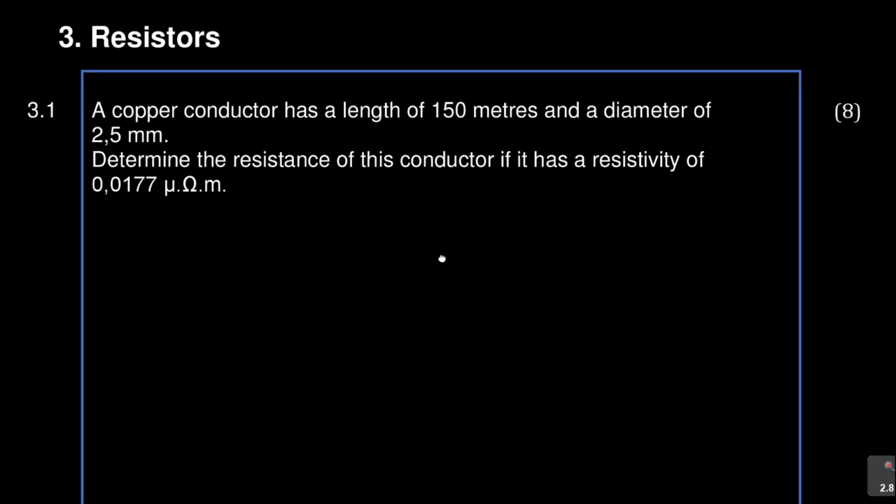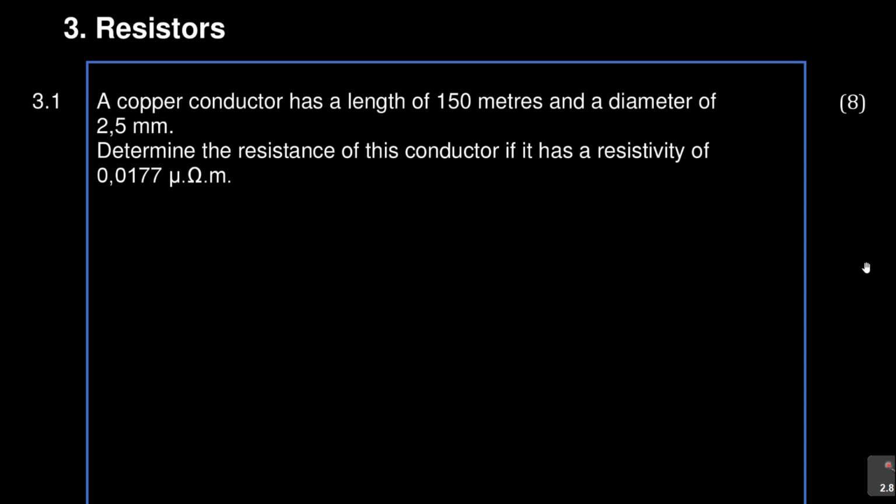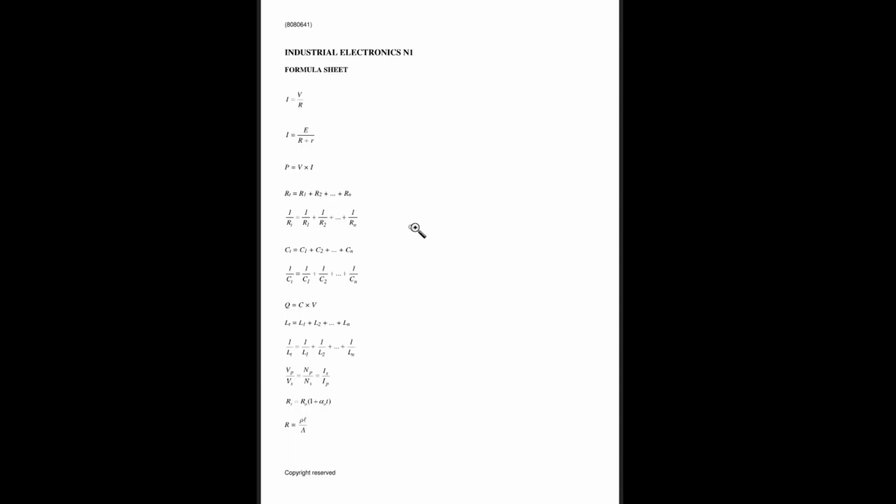Now, the first part, look at this, 8 marks. How can you ensure that you grab these 8 marks? It says a copper conductor has a length of 150 meters and a diameter of 2.5 millimeters. Determine the resistance of this conductor if it has a resistivity of 0,0177 micro-ohm meter. Now, what do you need to do first? You need to identify the formulas that you will use in these questions.